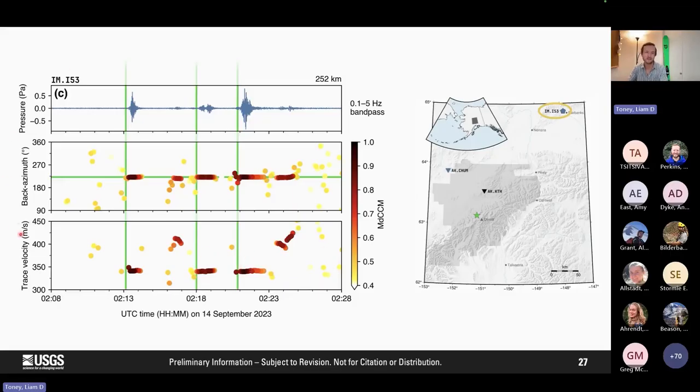And this is just for reference, if you're not an infrasound person, this is probably one of the coolest infrasound records I've ever seen from a mass movement.